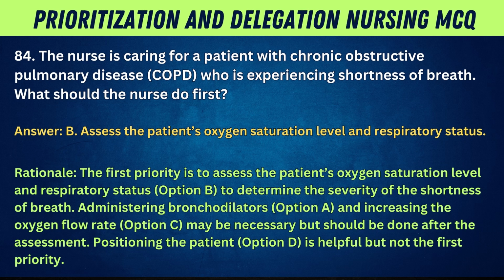Answer. B. Assess the patient's oxygen saturation level and respiratory status. Rationale. The first priority is to assess the patient's oxygen saturation level and respiratory status, option B, to determine the severity of the shortness of breath. Administering bronchodilators, option A, and increasing the oxygen flow rate, option C, may be necessary but should be done after the assessment. Positioning the patient, option D, is helpful but not the first priority.